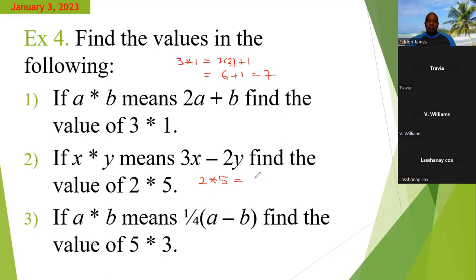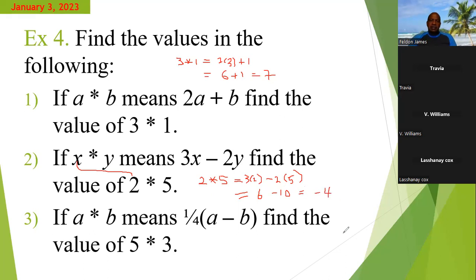It would be 3 times 2 minus 2 times 5. Now remember, here the x would be 3 times 2, right. So it is 3 times 2, minus 2 times 5. Subtract 2 times 5. All right. So that would be 6 minus 10, which would equal negative 4.